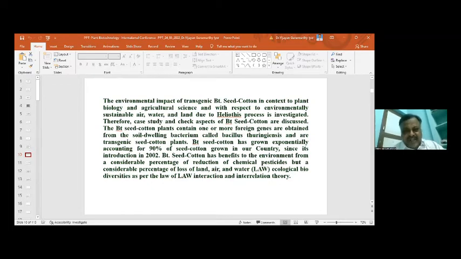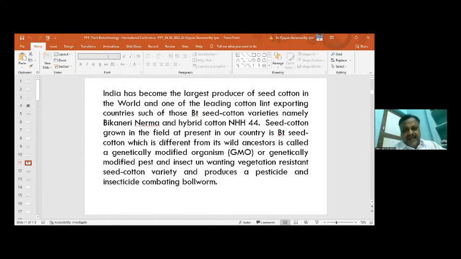Bt seed cotton has grown exponentially, accounting for 90% of the seed cotton growing in our country. Since its introduction in 2002, Bt seed cotton has benefited the environment through a considerable percentage reduction of chemical pesticides and insecticides, but also a considerable percentage loss of land, air and water, and ecological biodiversity, as per the law of land, air, water interaction, interrelation, ecological theory. So India has investigated this when I was at the Cotton Technological Institute in Matunga, Bombay. So the Bikaner Nirma hybrid cotton was investigated.